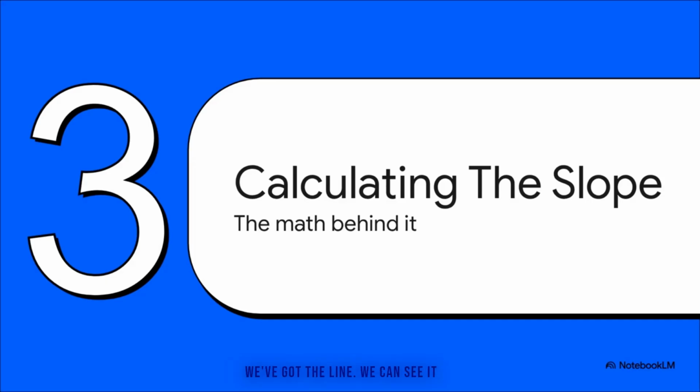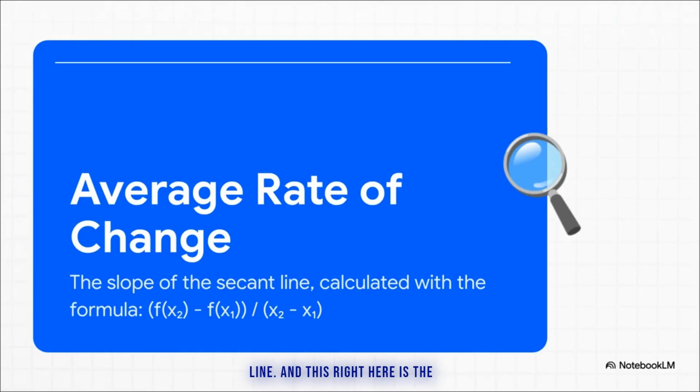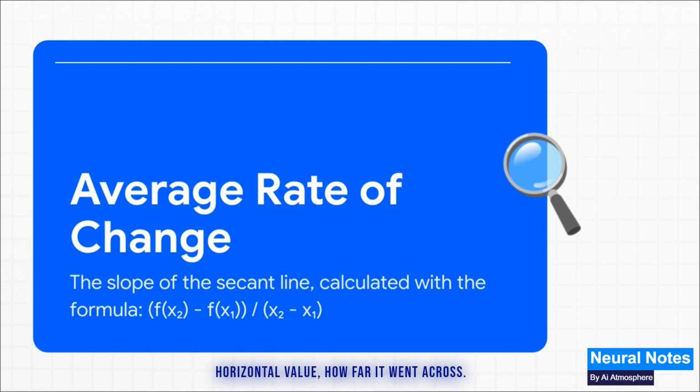All right, so we've got the line. We can see it connecting 2 points. But how steep is it really? How do we stick a number on that average change we're seeing? Well, we do that by calculating the slope of that line. And this, right here, is the key to everything. This formula might look a little intimidating, but it's just the classic rise over run you learned back in algebra. Seriously, the top part is just the change in the vertical value. How much it went up or down. And the bottom part is the change in the horizontal value, how far it went across. This little formula is what gives us the average rate of change between our 2 points.